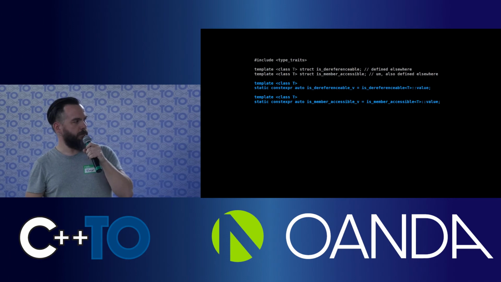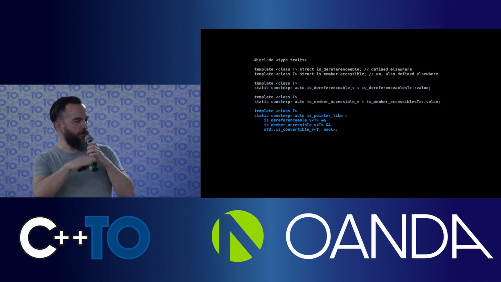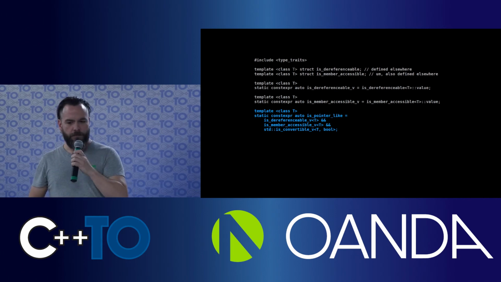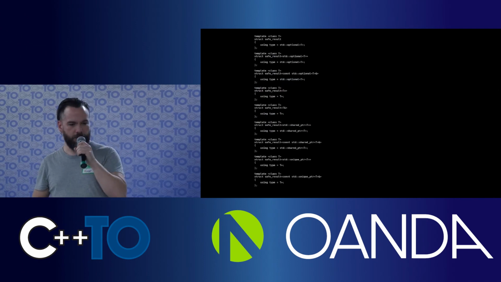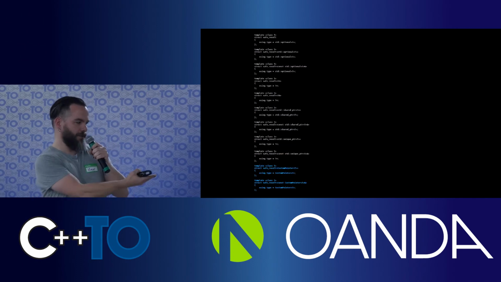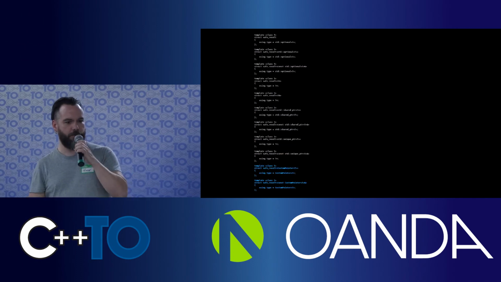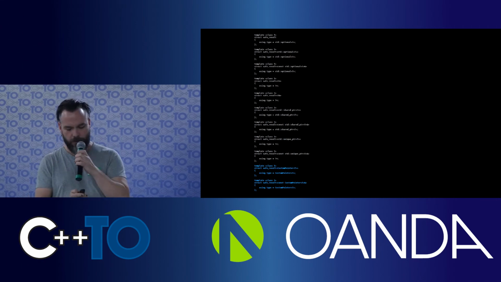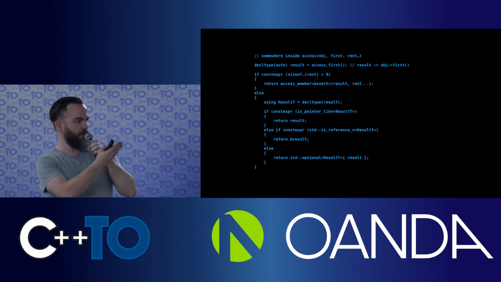I did the value versions of those that we all know and love, and you wrap those together to create something called isPointerLike. So that just checks if something is dereferenceable, member accessible, and convertible to a bool, because that's one of the things we really want in the end of this. And so this code is ugly and messy, and okay, somebody added a custom pointer type, so we had to specialize it some more. I really don't like this, so let's change it to something like this.